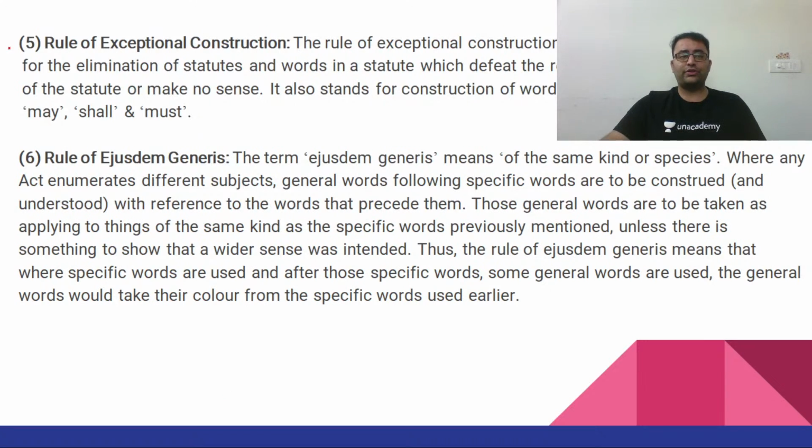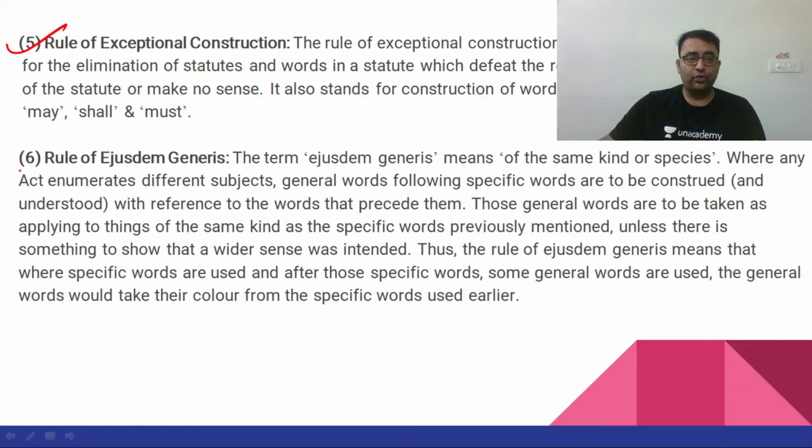Rule of exceptional construction. Let's quickly go through these. The rule of exceptional construction stands for the elimination of words in a statute which will defeat the real objective of the statute or make no sense. It also stands for construction of the words and, or, may, shall, and must. So the rule of exceptional construction is simple: any words which destroy the whole objective of the law should be removed, and then you should interpret the law.